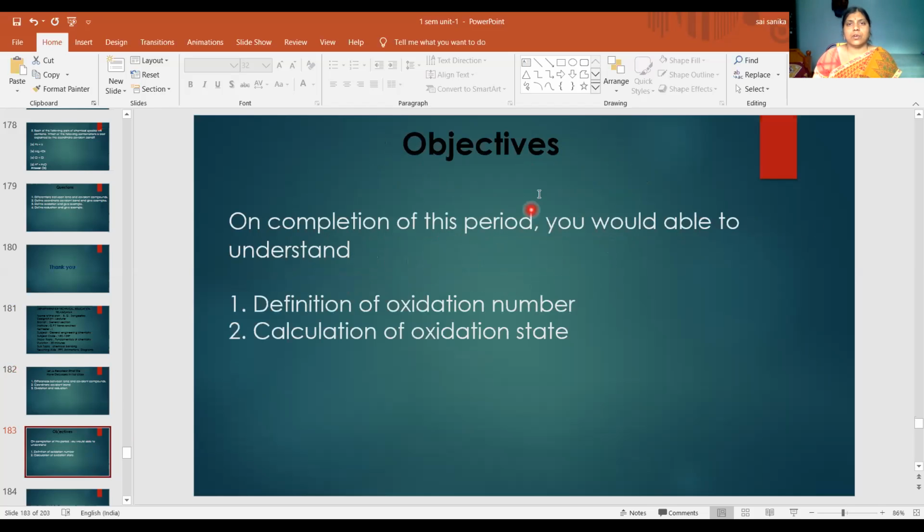Now go to the objectives. After completion of this topic, you would be able to understand these two topics: the definition of oxidation number, and the calculation of oxidation states of various atoms.